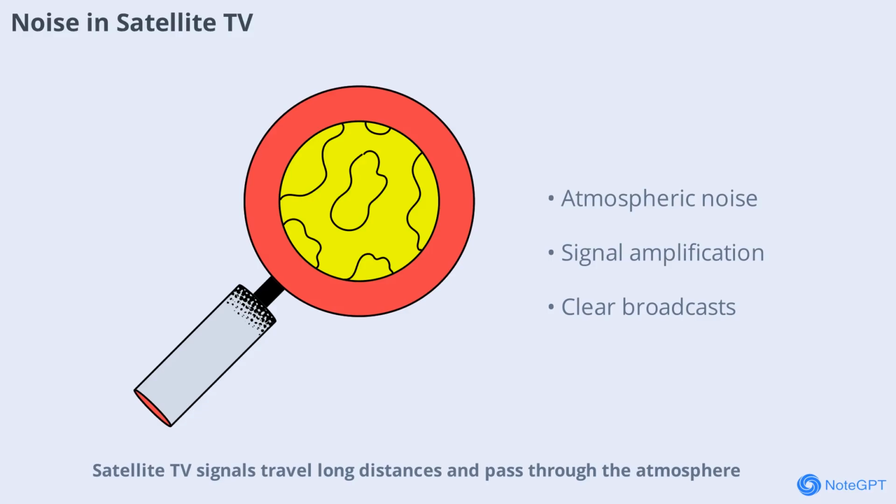Satellite TV signals travel long distances and pass through the atmosphere, where they can pick up noise from weather, solar activity, and other sources. Error correction and signal amplification are used to ensure viewers receive clear, uninterrupted broadcasts.